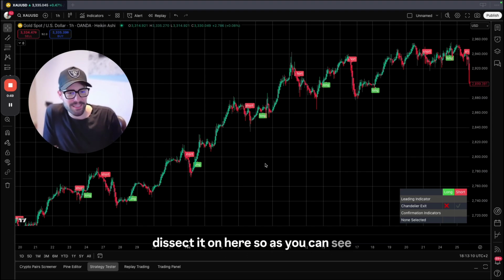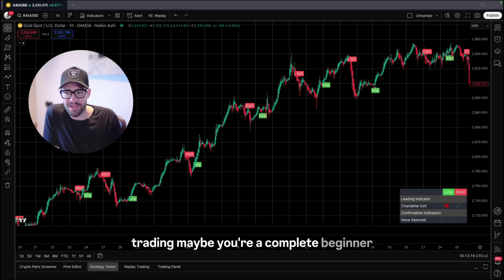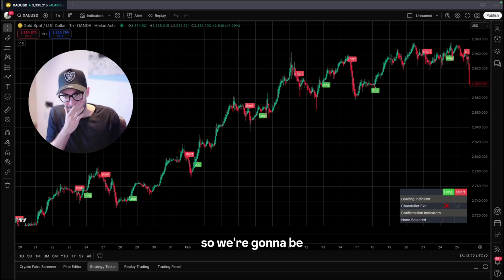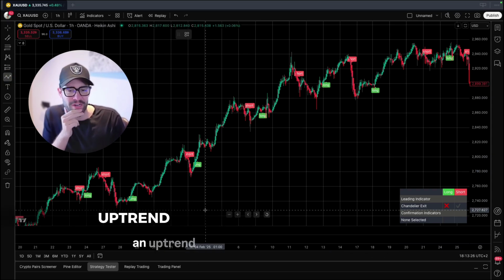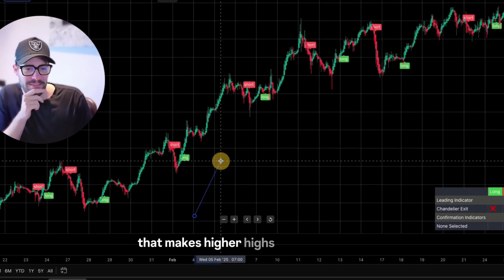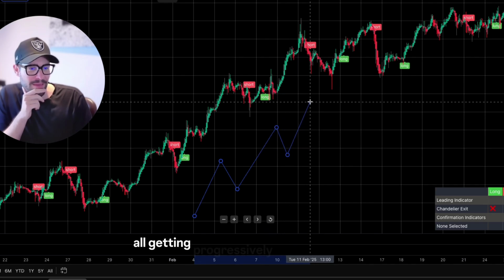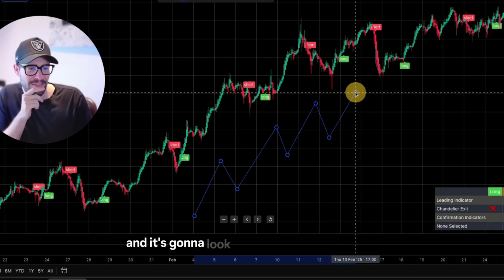So as you can see, we're probably in an uptrend right now. For those of you who are not familiar with trading, maybe you're a complete beginner, this is going to act as a beginner training for you guys. We're going to show you what constitutes an uptrend. An uptrend is a formation for your candles that makes higher highs and higher lows each time, all getting progressively higher. And it's going to look a little something like this.